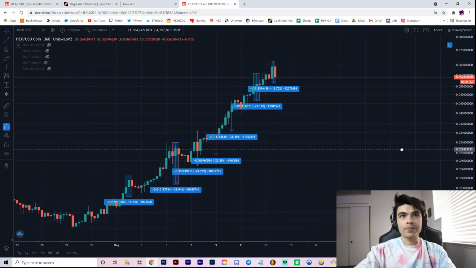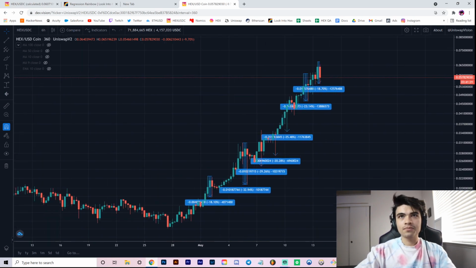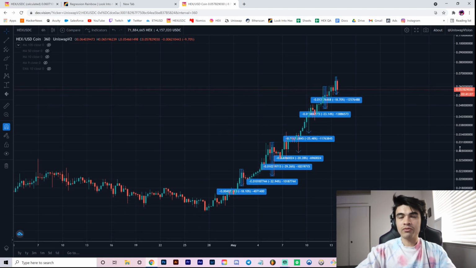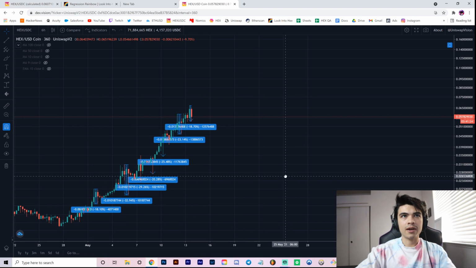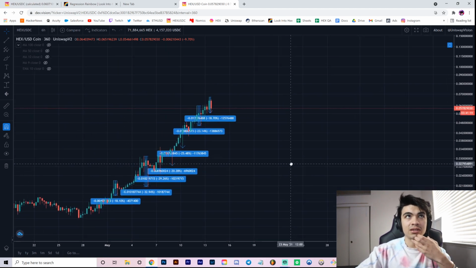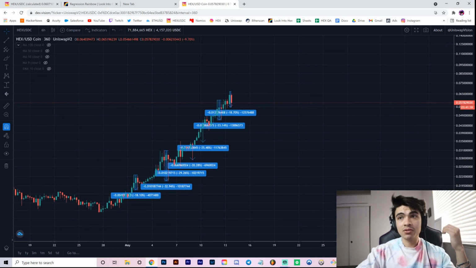So, I mean, what else is there to say, right? Code yellow, we've crossed the yellow regression curve, okay? And we're currently in an 18.7% dip. So could this be a buying opportunity?